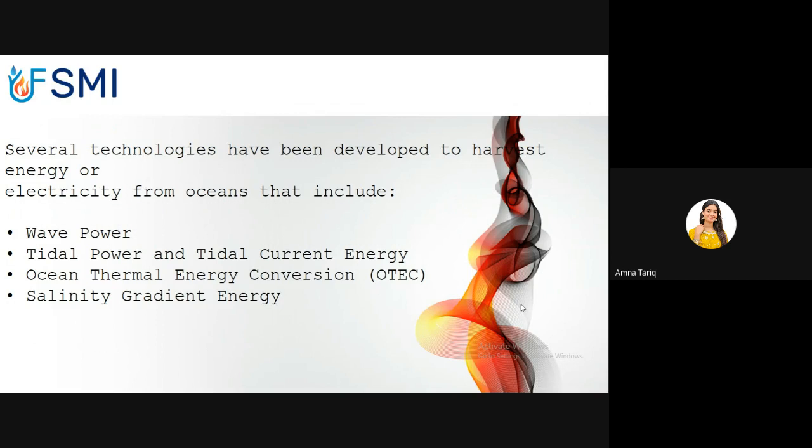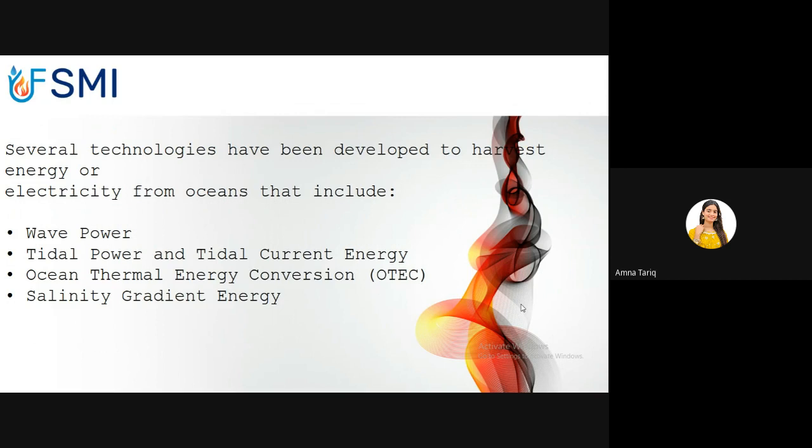The second is tidal power and tidal current energy. Tidal power harnesses the gravitational forces of the moon and sun to generate electricity from the rise and fall of tides, while tidal current energy utilizes the kinetic energy of tidal currents. What is the working process of tidal power and tidal current energy? Tidal power and tidal current energy projects begin with extensive measurement and analysis of tidal patterns and currents in specific areas. This data helps identify suitable locations.